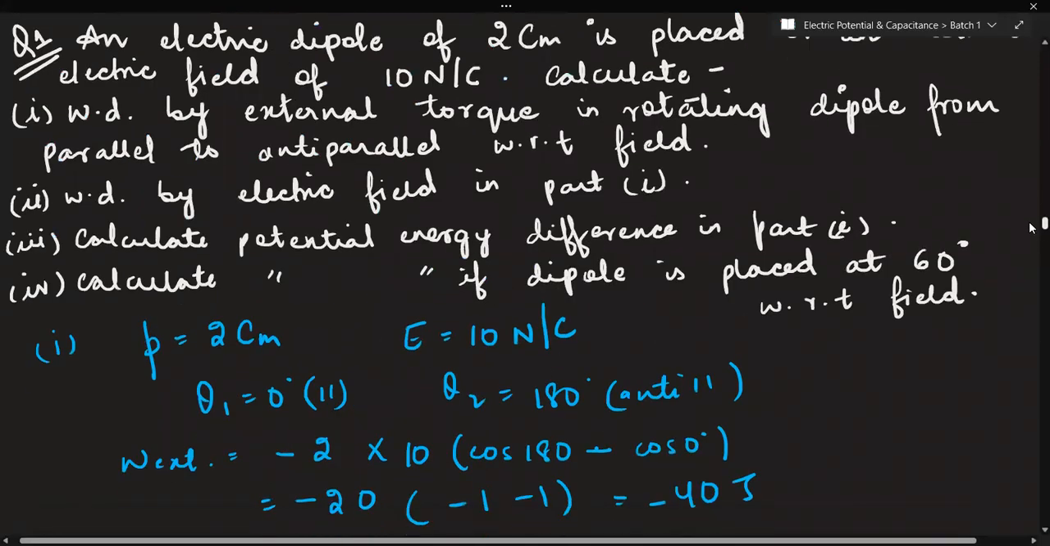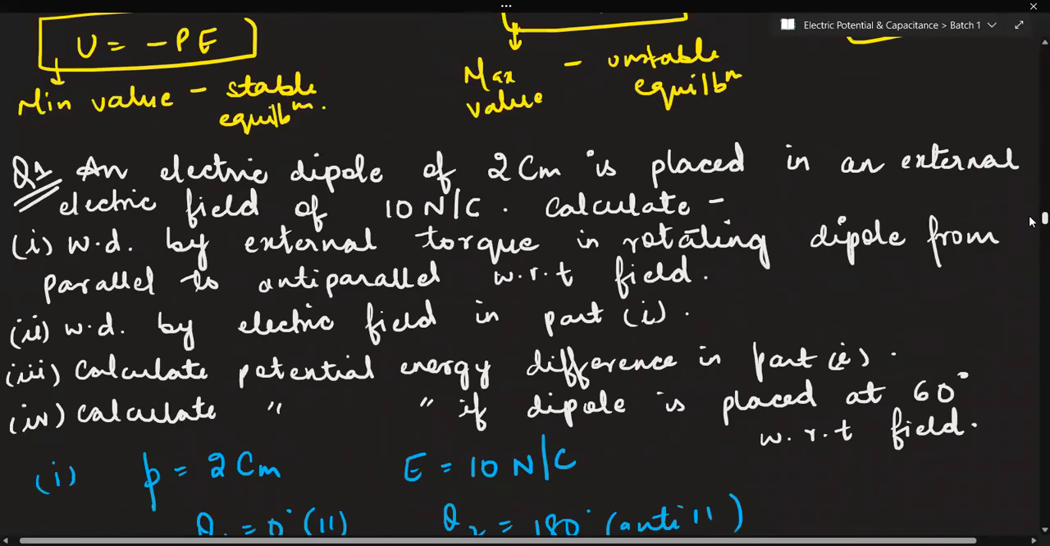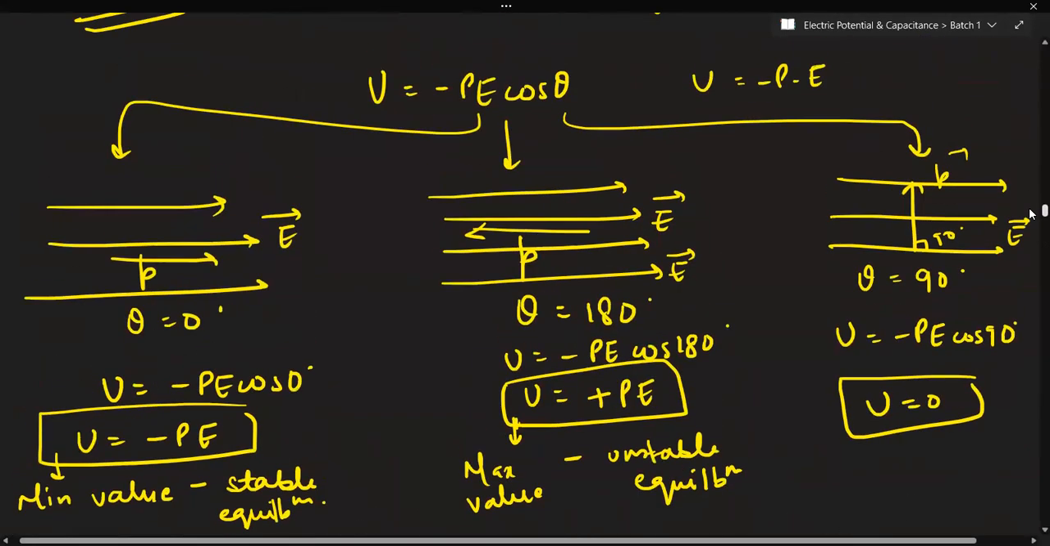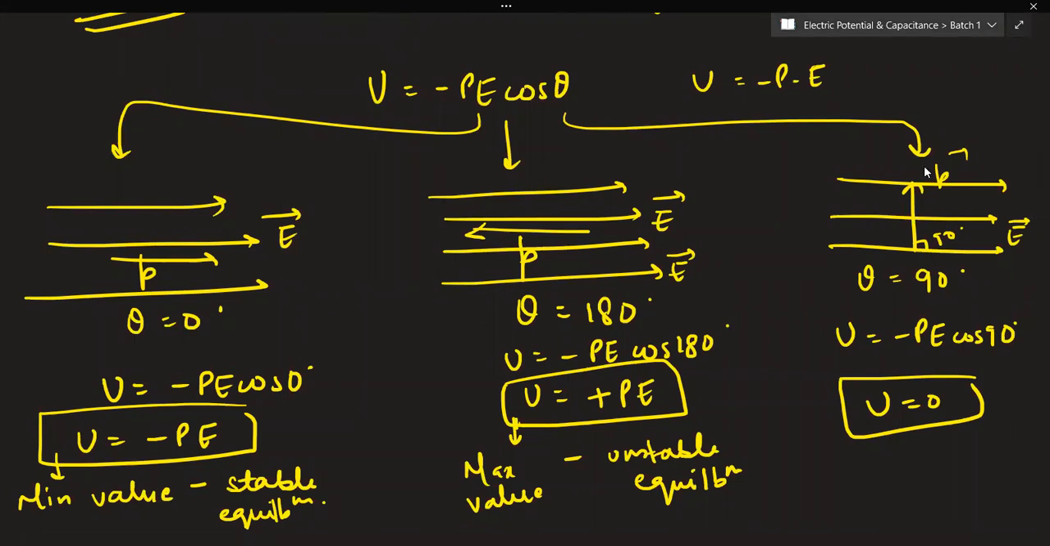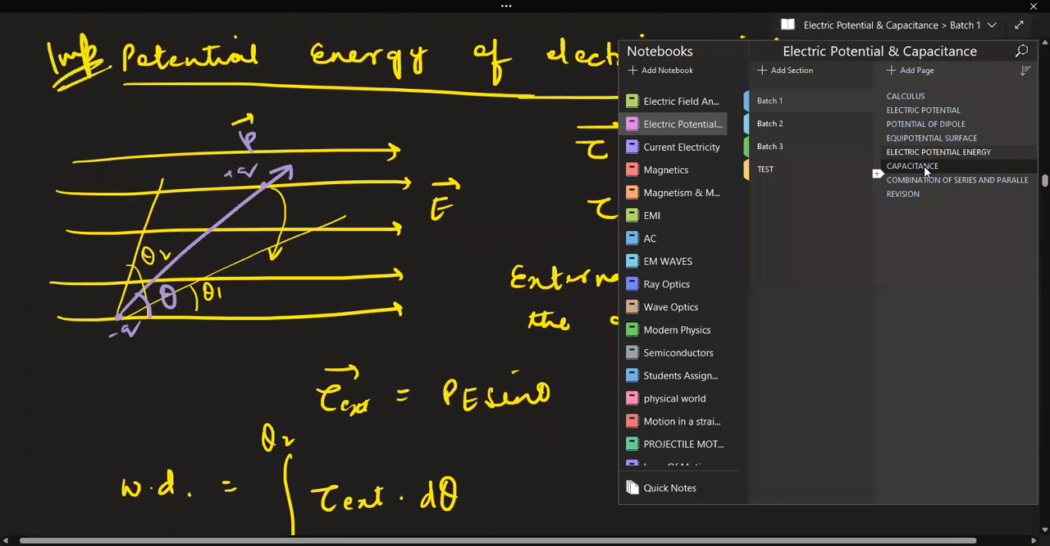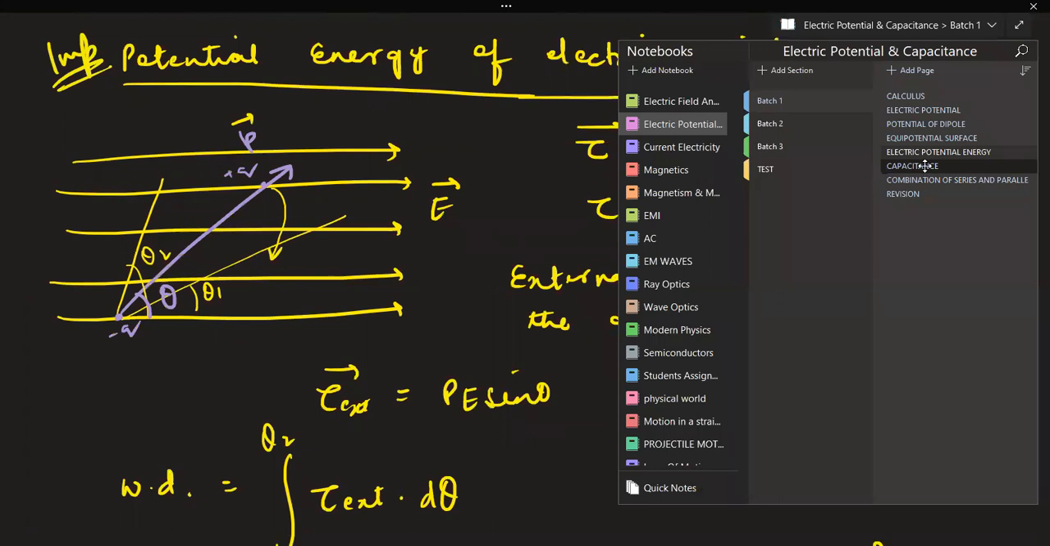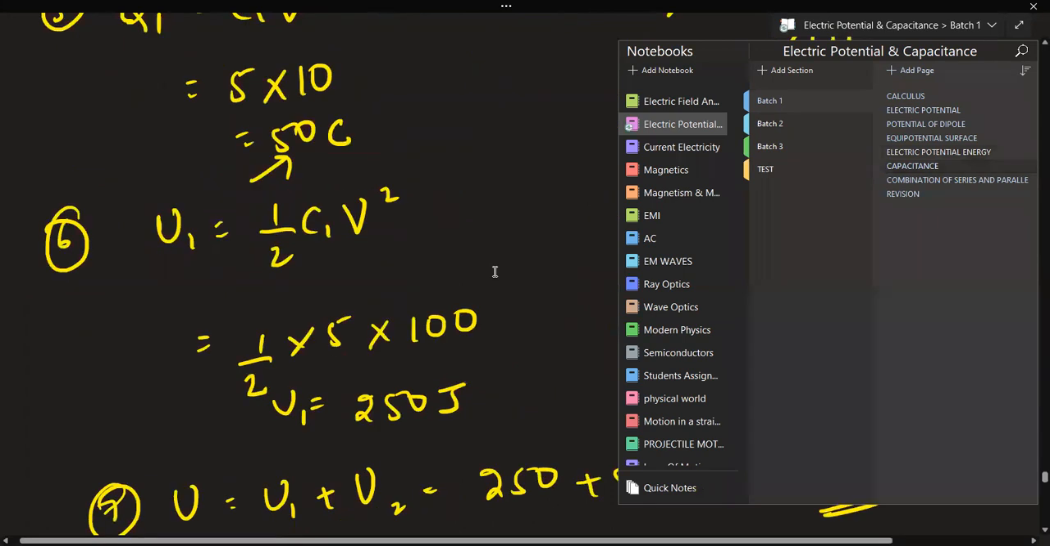Work done by electric will be negative of work done by external. Just keep that in mind. Otherwise, theoretical questions will come from this part. Then that completes electrostatics. You have just capacitance left. Let us discuss that so that we can move on to the numericals.